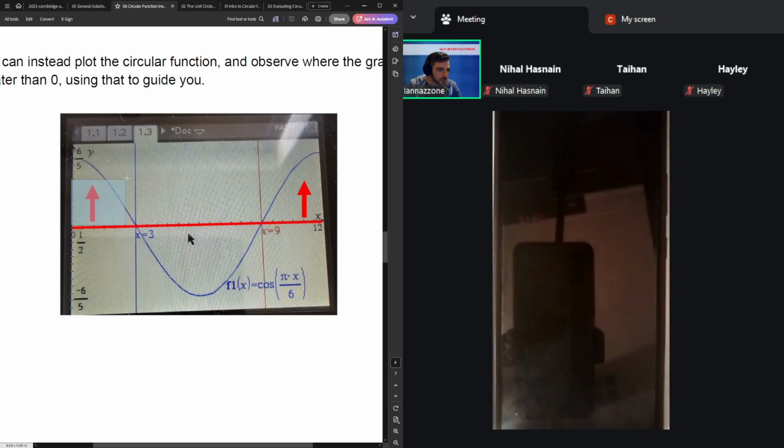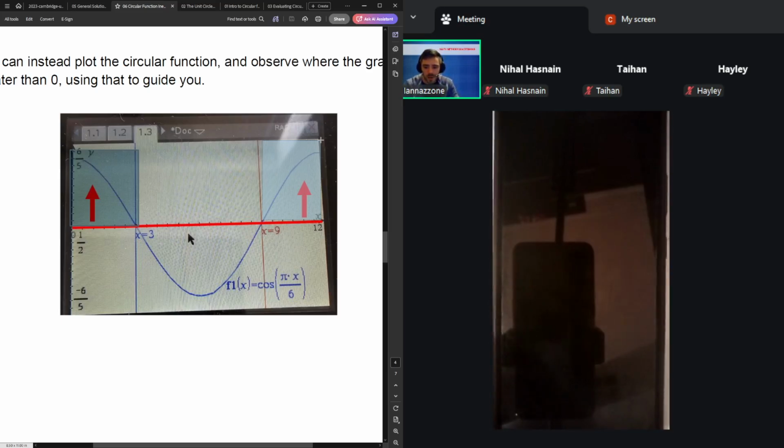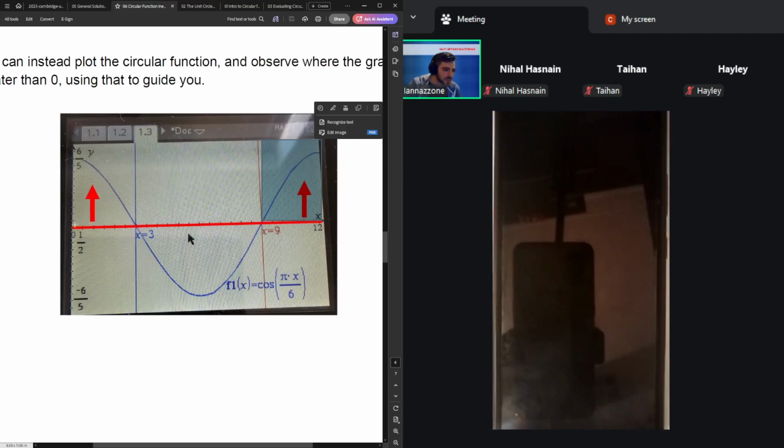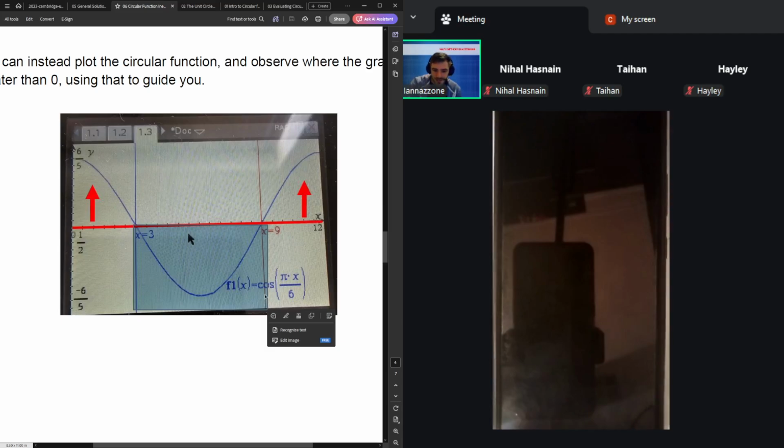So, in other words, what domain of our circular function has the graph above y equals 0? And that's going to be from x equals 0 to x equals 3, and from x equals 9 to x equals 12. You can CAS solve these intercepts and find them. If I wanted to say, where is it less than or equal to 0, I'd be looking at this domain instead, and then giving that as my solution.